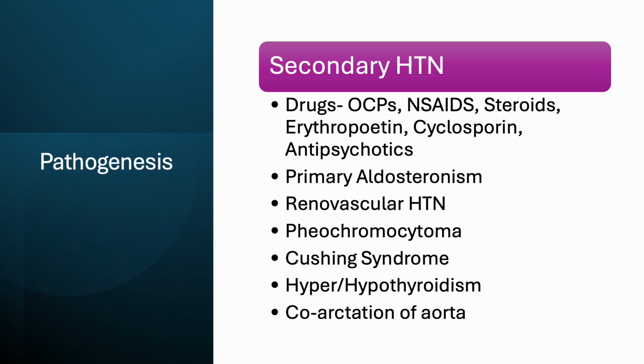For secondary hypertension, several drugs can be implicated, like oral contraceptive pills, NSAIDs, steroids, chemotherapeutic agents, cyclosporine, antipsychotics. Other endocrinological causes also, like aldosteronism, pheochromocytoma, Cushing's, hyper and hypothyroidism, both can be associated with secondary hypertension. Several other factors like coarctation of aorta or renovascular causes of secondary hypertension are well known.